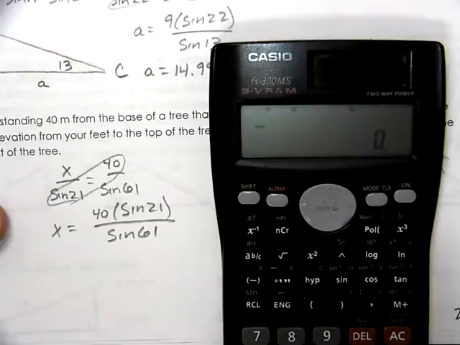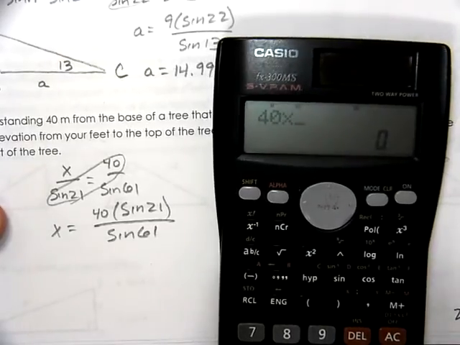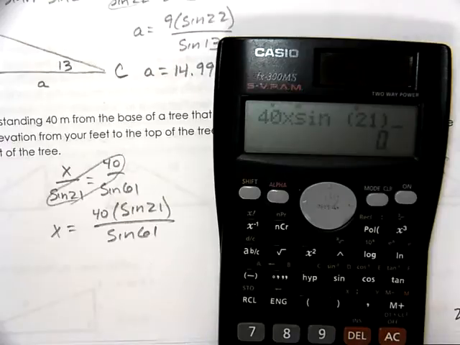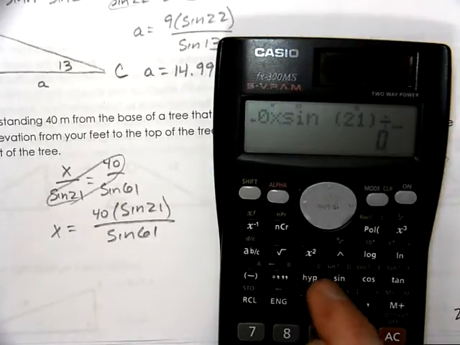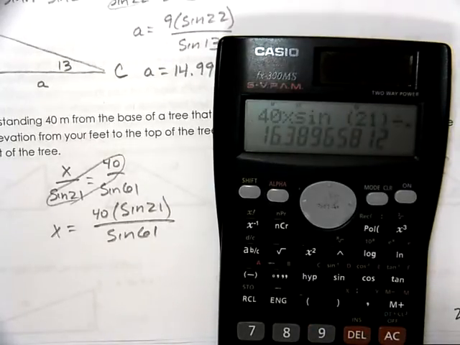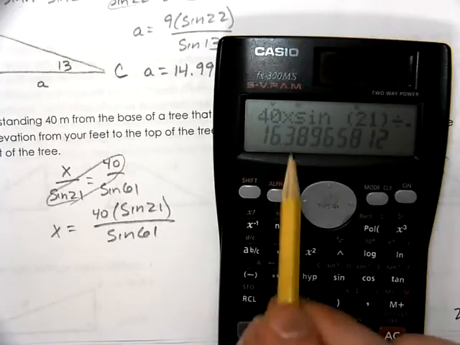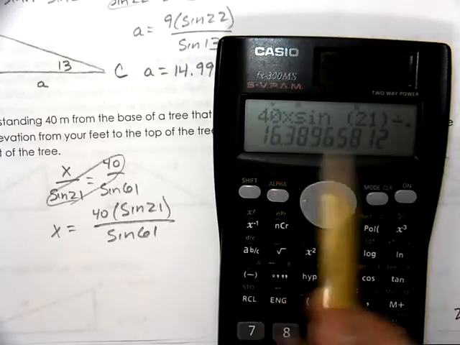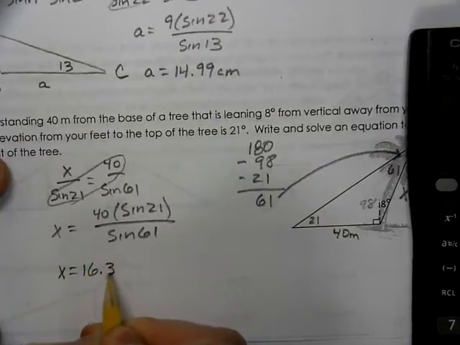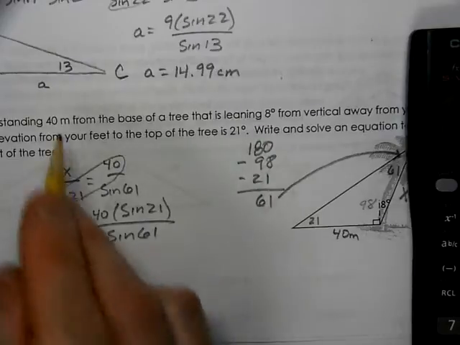So we'll use our calculator and type that in. So 40 times sine. Even if your calculator uses parentheses, you need to be sure to close that parenthesis. So when you hit divide, it's not dividing inside the calculation for sine. Sine of 61. That should give you 16.389, so 16.39. And those are going to be meters.